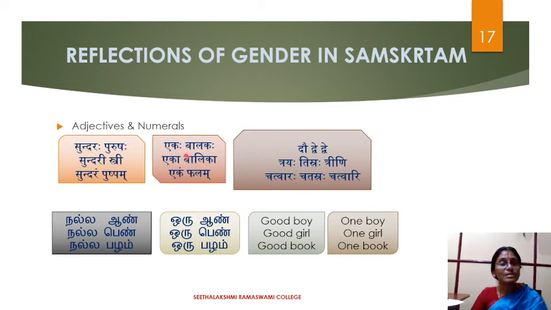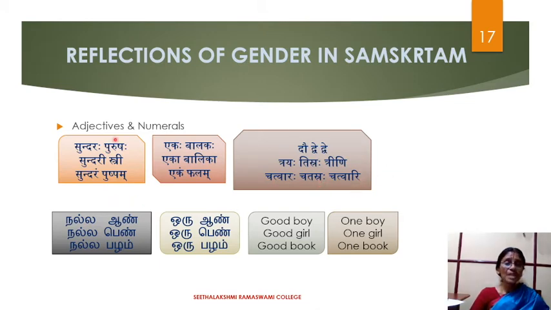Similarly for numerals: Ekaha Balakaha, Eka Balika, Ekam Phalam. One boy, one girl, and one fruit. Here Ekaha, Eka, Ekam: masculine, feminine, and neuter. There is gender reflection in numerals also. I already said that only up to 4 are numerals marked with gender. So we see dvau, dve, dve, masculine, feminine, and neuter for 2. Trayaha, tisraha, trini for 3. Chatvaraha, chatasraha, and chatwari for 4.